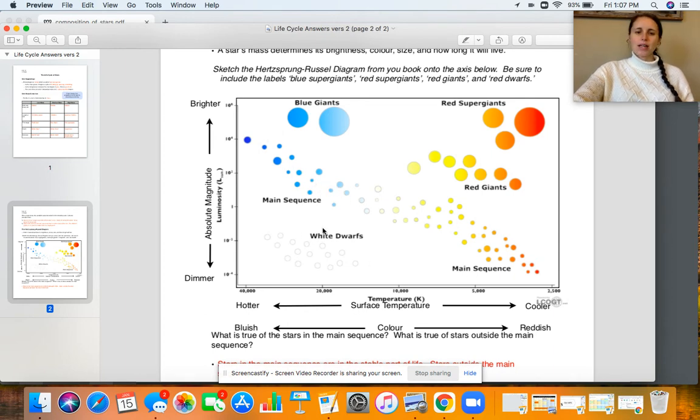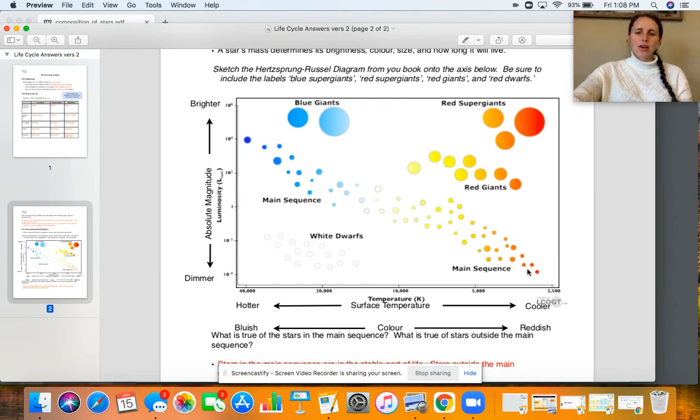And we have our white dwarfs down here. White dwarfs are smaller stars that are still hot. They're still kind of on the bluer end of the temperature, but they're much smaller than we would think that they would be. So they have a lower luminosity. In the middle of our spectrum, we have exactly what we would think, right? In the middle of our spectrum, we would have yellow stars, and those yellow stars are about a medium size.